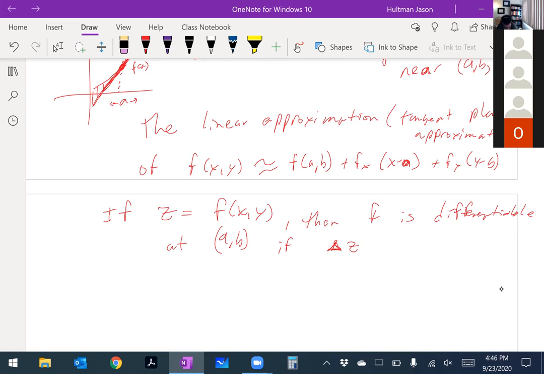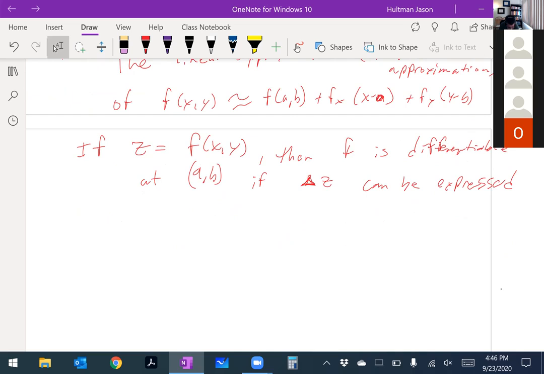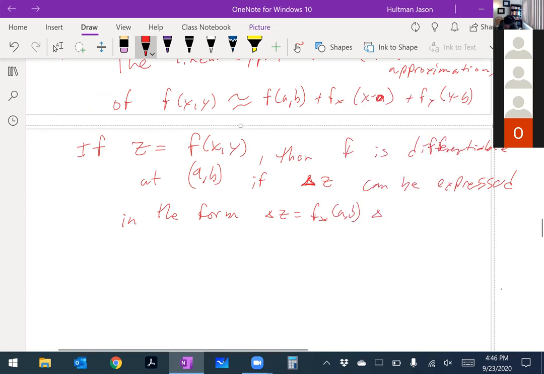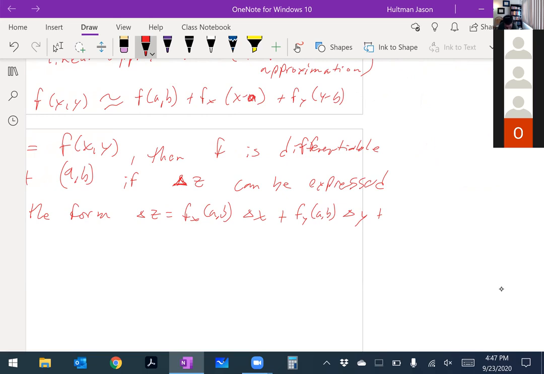If delta z is differentiable at a, b, if delta z can be expressed in the form delta z equals f sub x evaluated at a, b times delta x, that's the change in x, plus f sub y evaluated at a, b times delta y, the change in y. Plus, I've kind of run out of room here, but I'll continue. Plus some sort of epsilon 1 delta x plus epsilon 2 delta y, so with some extra nudges.